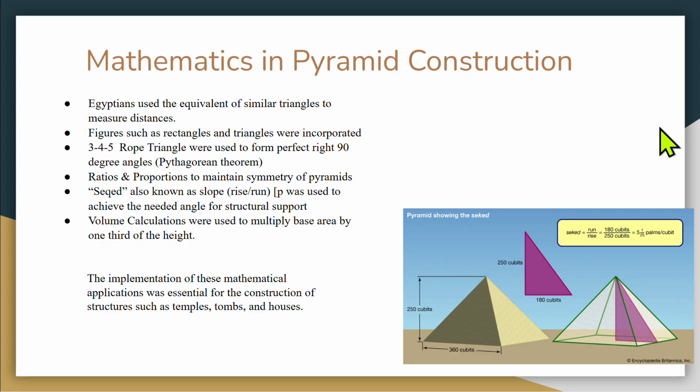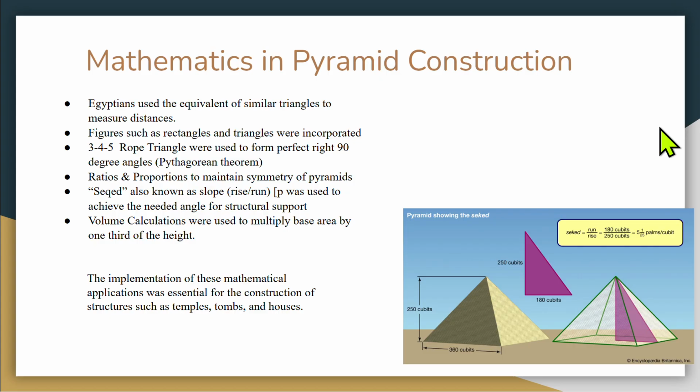Mathematics and pyramid construction. Egyptians used the equivalent of similar triangles to measure distances. Figures such as rectangles and triangles were incorporated. The 3, 4, 5 rope triangle was used to form perfect right 90-degree angles, just like the Pythagorean theorem that we know of today and use in our classrooms daily.